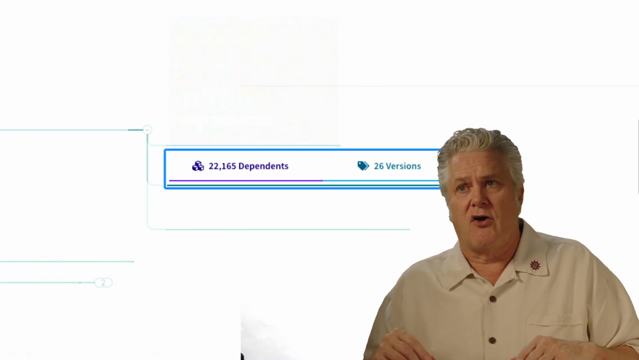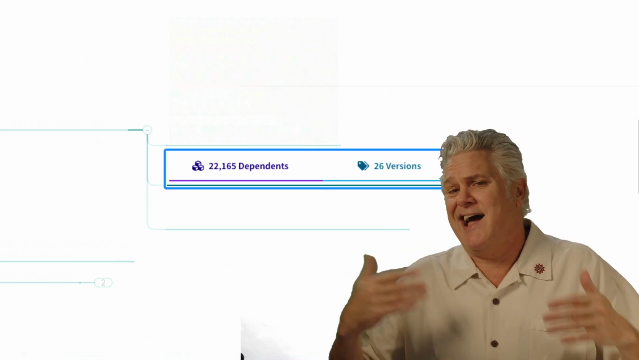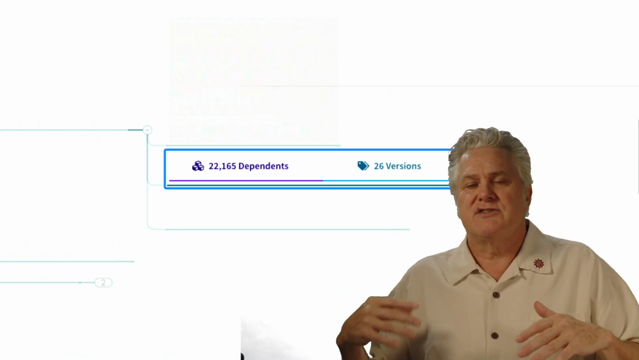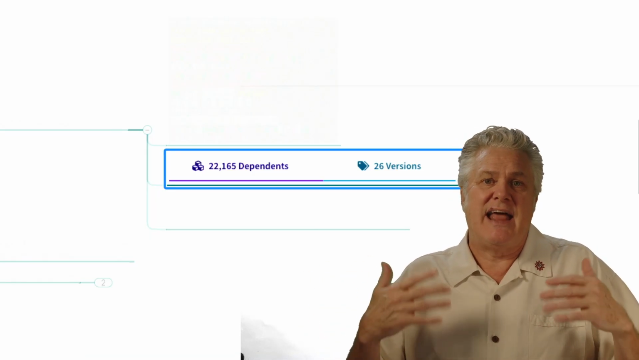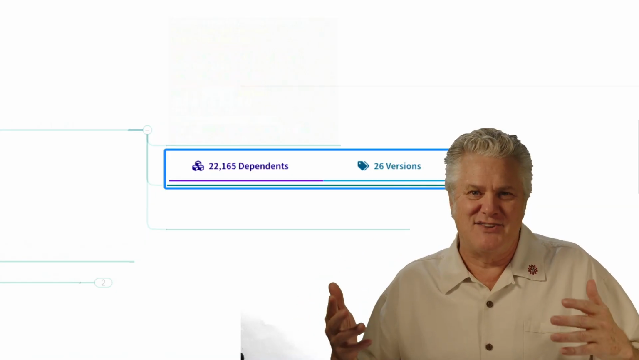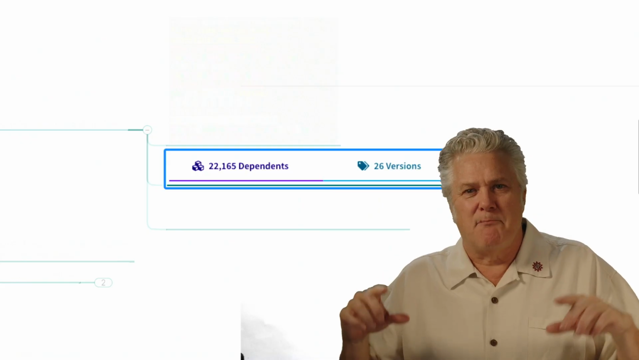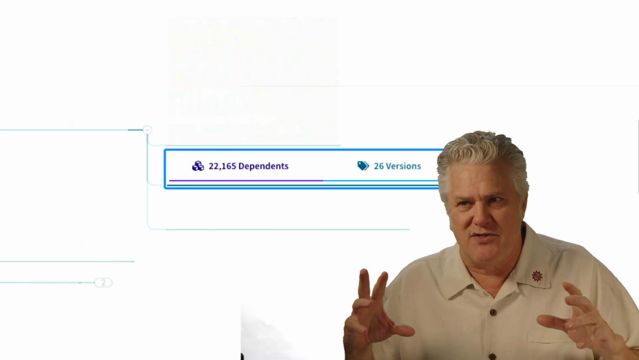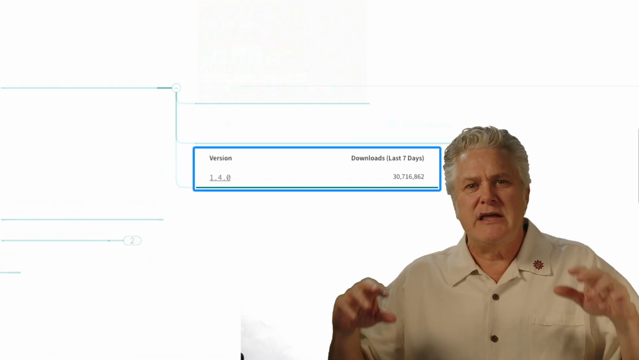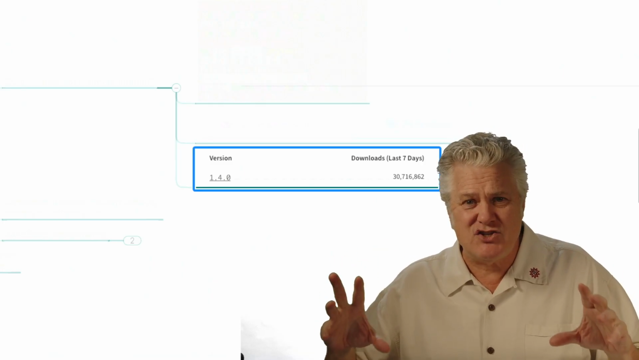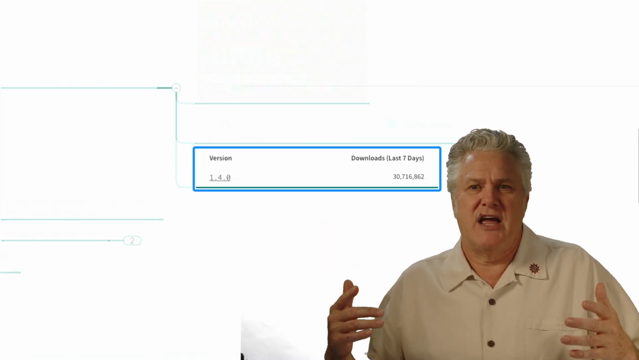Right now, there are around 22,000 projects that depend upon this. I actually downloaded something called Parrot OS, which is a penetration testing environment, and it has colors.js inside of it. But that's 22,000 projects that have dependencies on that. In the last week alone, 30 million implementations downloaded the current version of colors.js.